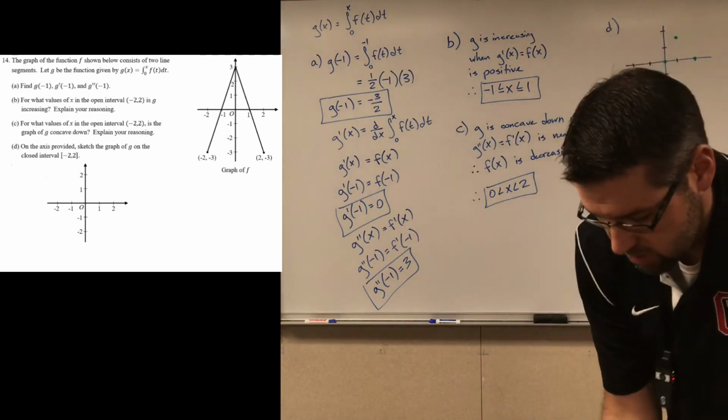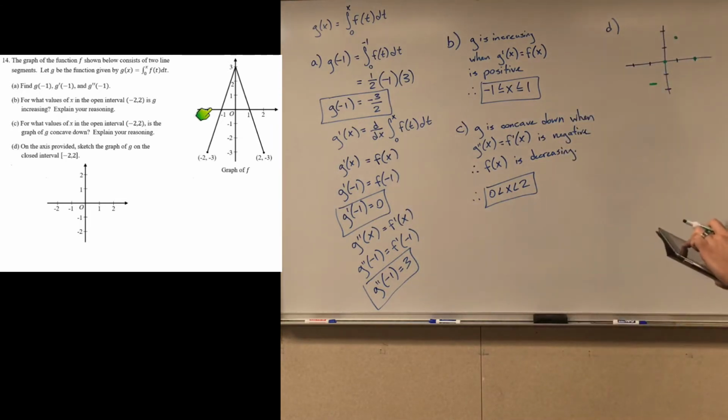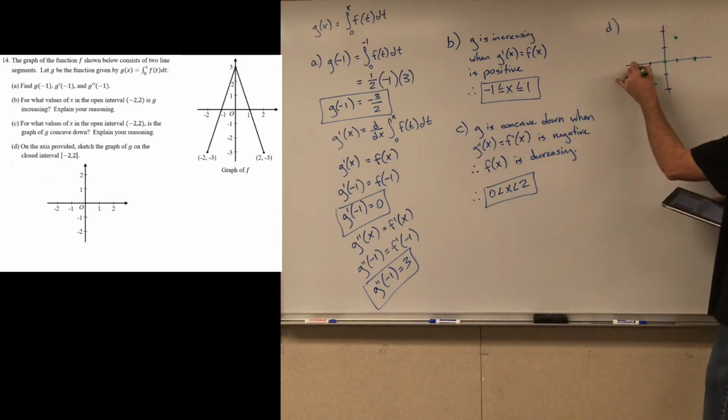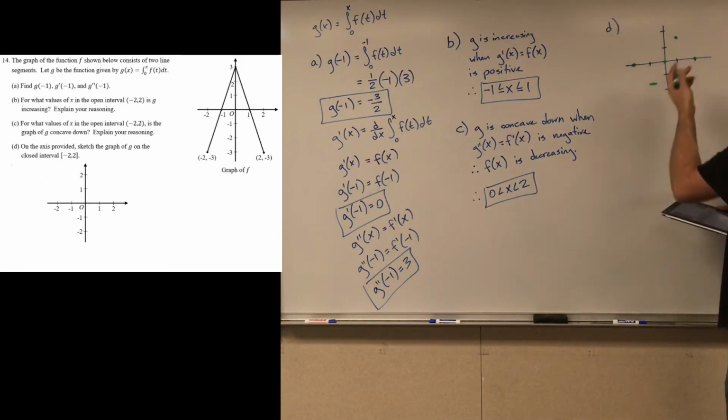Now, if we go backwards, is there any other place where g would equal 0? Well, at -2, if I plug in -2 to this, the integral from 0 to -2 would be 0 also, because we have an area of a triangle here, and the area of this triangle are the same thing. So at -2, we also have a 0. So you can kind of see what's going on here.